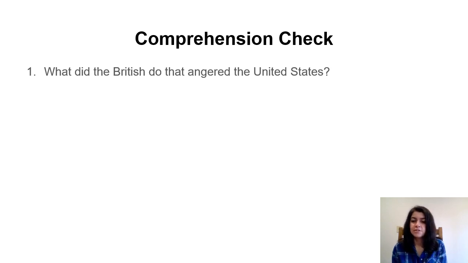Right, so the British sailors were stopping the U.S. ships, they were stealing their cargo, and they were capturing or impressing the U.S. sailors. They were also blockading U.S. ports. So the British were doing a lot of things at this point that were starting to make the United States very, very angry.